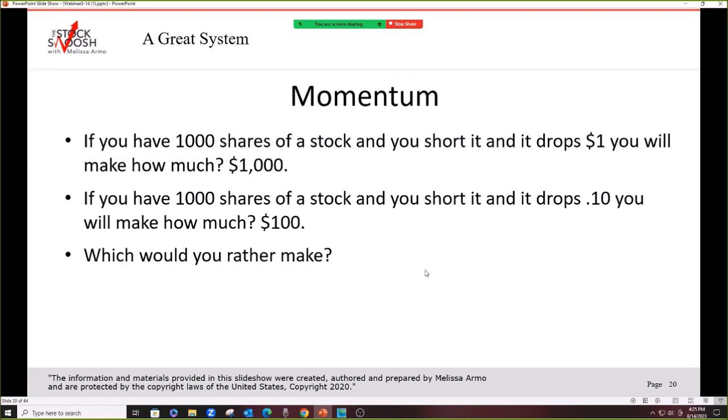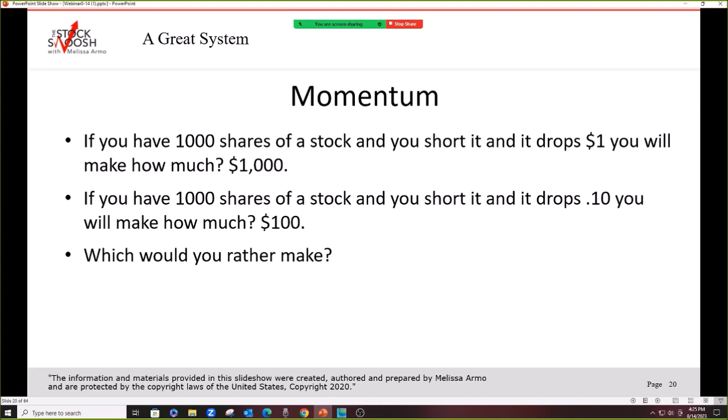So again, let's talk a little bit here about momentum. So if you have 1,000 shares, and again, this is if you are doing a day trade. If you do a day trade, you have to have a margin account to do it. If you have 1,000 shares of a stock and you short it and it drops a dollar, how much will you make? $1,000. Say you short it at $10, drops to $9, you have 1,000 shares, boom, you get in, get out, quick. You would need a margin account to do a trade like that, okay? If you have 1,000 shares of a stock and you short it and it drops 10 cents, how much are you going to make? $100. I say, okay, fine, that's $100.